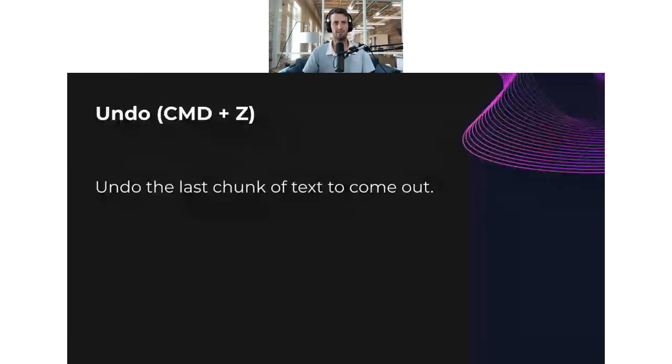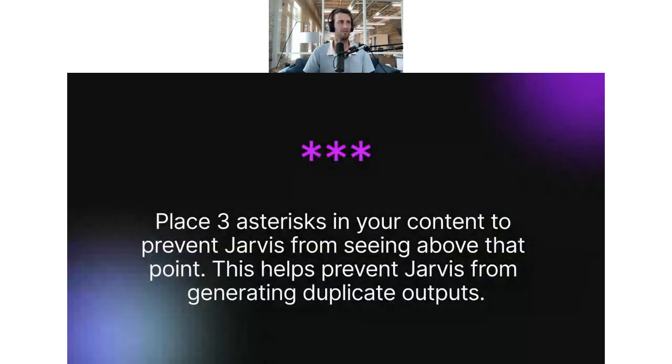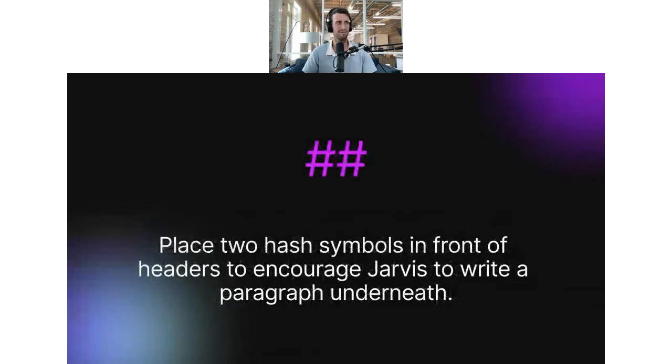Undo. Y'all know this. Command Z, Control Z just reverses that. Somebody asked, can we still use the asterisks? Do those still stick? Yes, the asterisks do. You place the three asterisks in your content to prevent Jarvis from seeing above that point. Helps prevent duplicate outputs and just kind of focuses him.